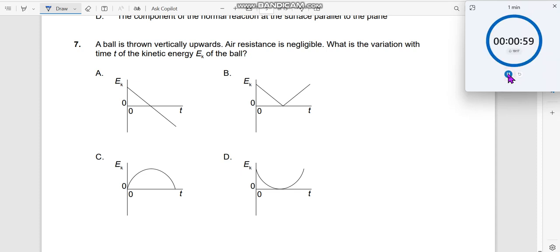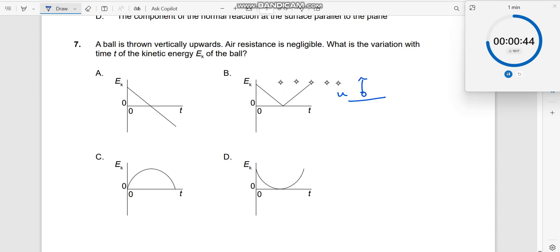Question number 7. A ball is thrown up vertically. You are throwing a ball vertically upwards, which means you are applying some energy here. You are giving a kinetic energy here with a velocity u. The air resistance is negligible. What is the variation with the time t of the kinetic energy of the ball?